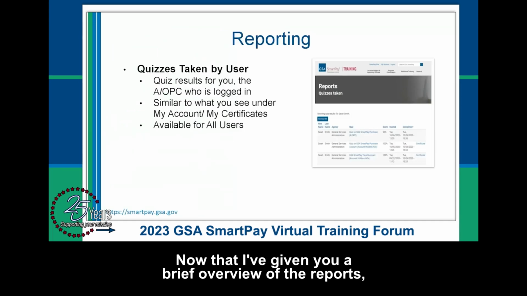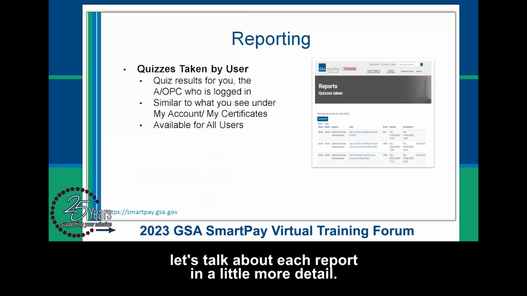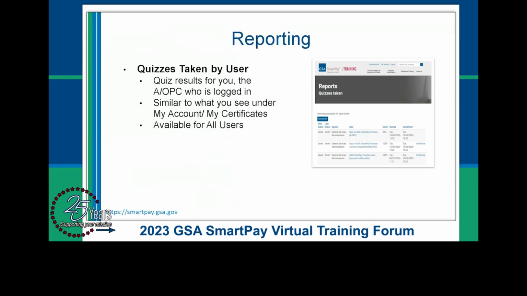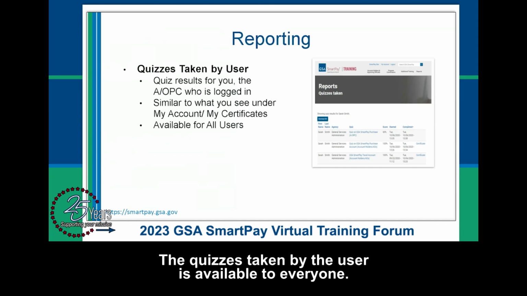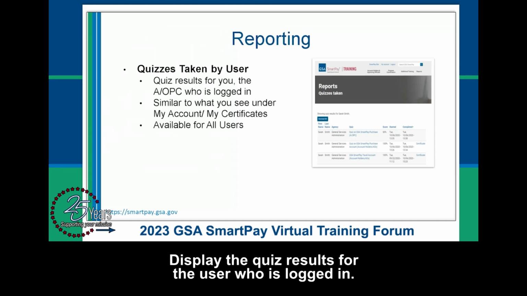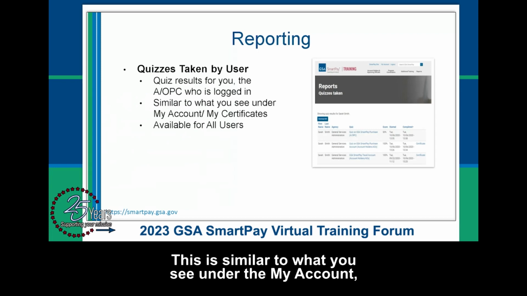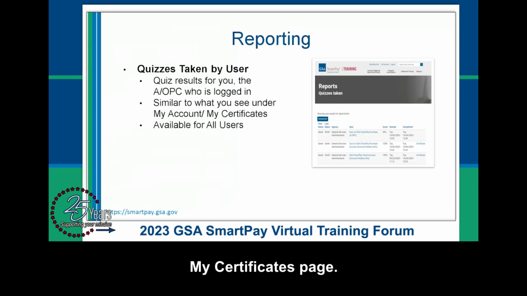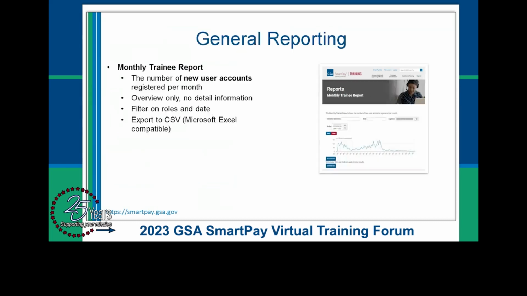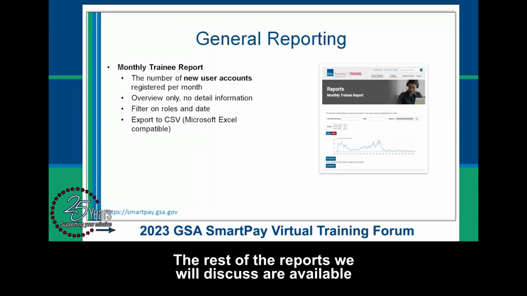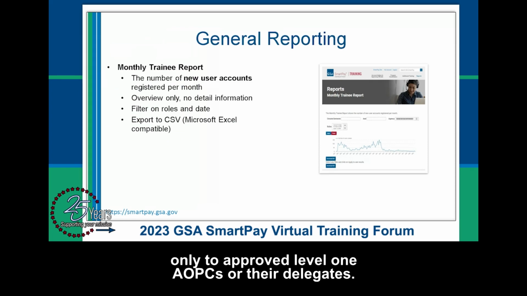Now that I've given you a brief overview of the reports, let's talk about each report in a little more detail. The quizzes taken by the user report is available to everyone. It displays the quiz results for the user who is logged in. This is similar to what you see under the My Account, My Certificates page. The rest of the reports we will discuss are available only to approved Level 1 AOPCs or their delegates.